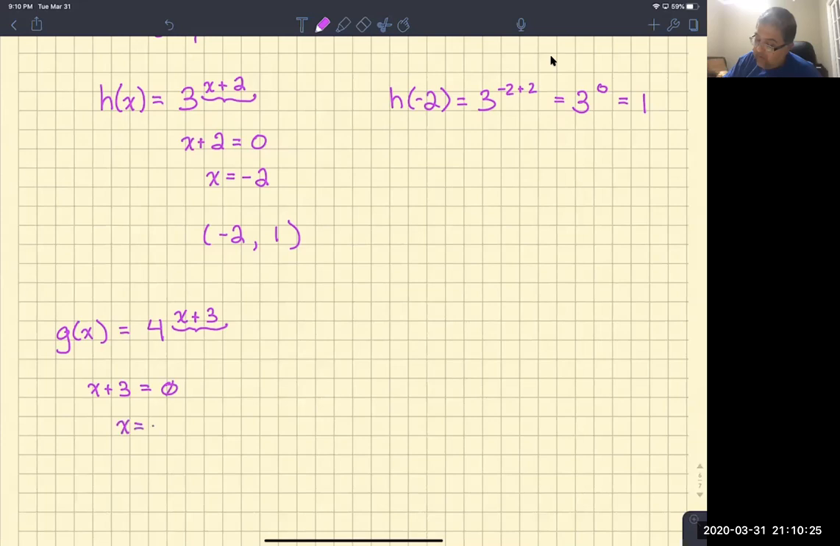In order for the exponent to be 0, x has to be -3. And that means the x coordinate of my transition point is -3. And the y coordinate would be g at -3, which is -1. Okay, let's do another one.